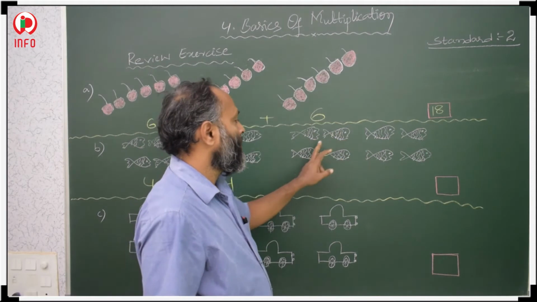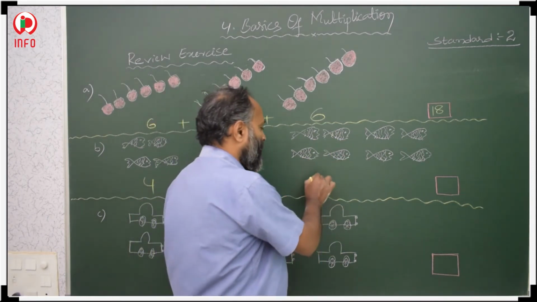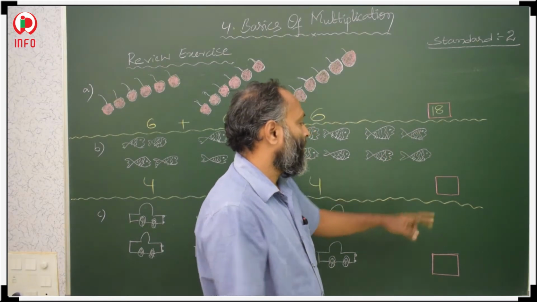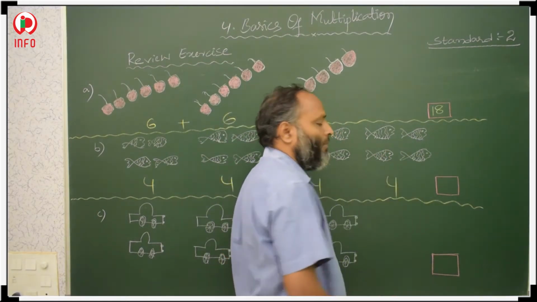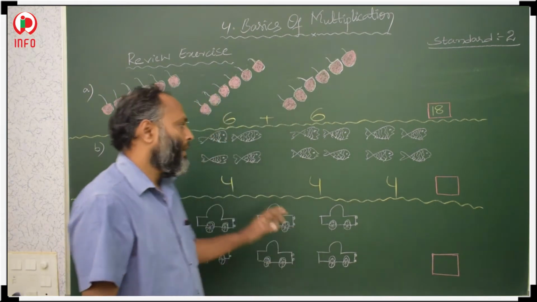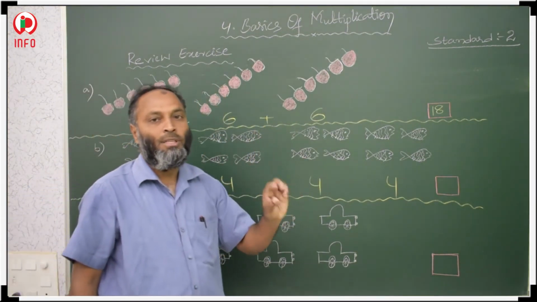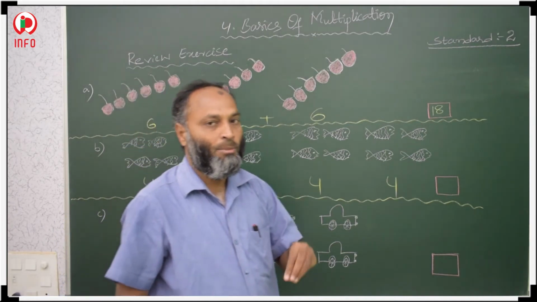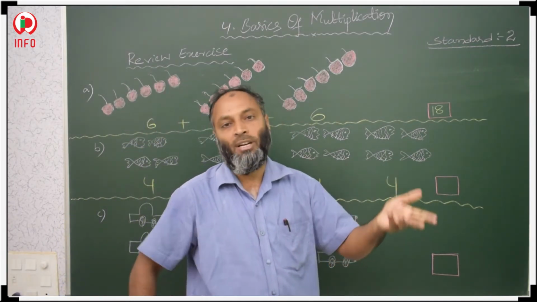1, 2, 3, 4. 4 fishes. Here 1, 2, 3, 4. 4 fishes. Equal fishes. In all the 4 groups, equal fishes were there. If we add equal fishes 4 times, maybe 4 times, 5 times, 6 times, whatever it is.